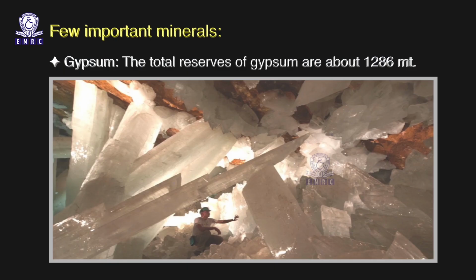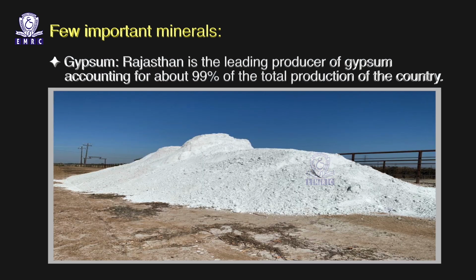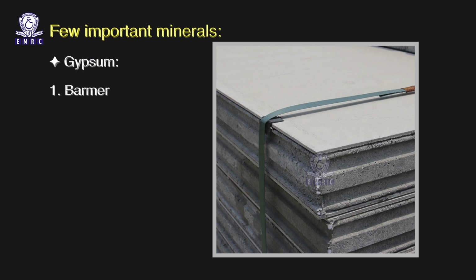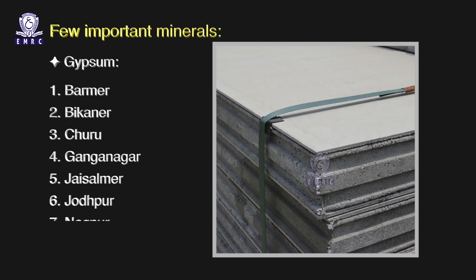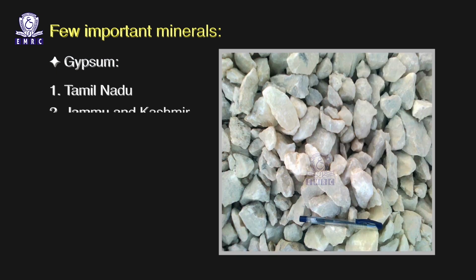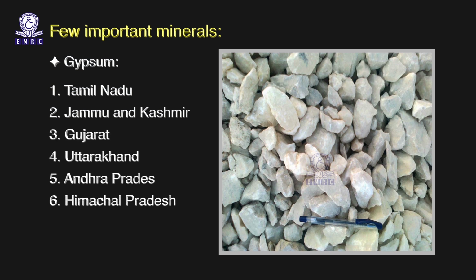The total reserve of gypsum is about 1,286 million tons. Rajasthan is a leading producer of gypsum, accounting for about 99% of the total production of the country. It is obtained mainly from the districts of Barmer, Bikaner, Churu, Ganganagar, Jaisalmer, Jodhpur, Nagaur and Pali. The remaining 1% is mined in Tamil Nadu, Jammu and Kashmir, Gujarat, Uttarakhand, Andhra Pradesh, Himachal Pradesh, Karnataka and Madhya Pradesh.